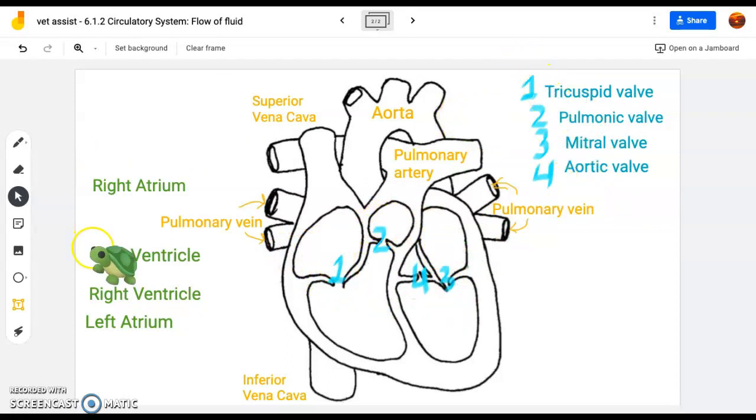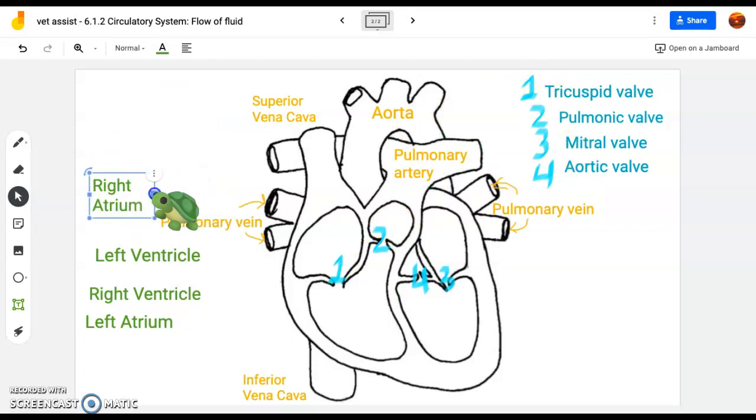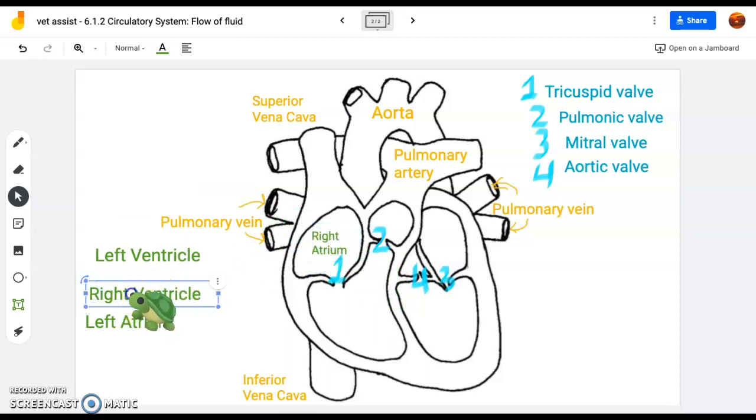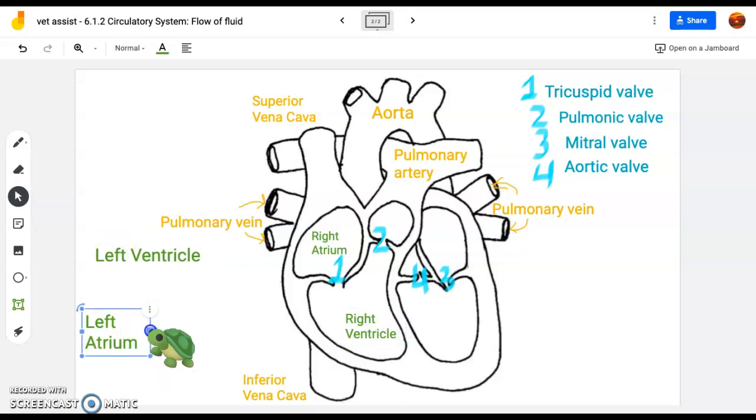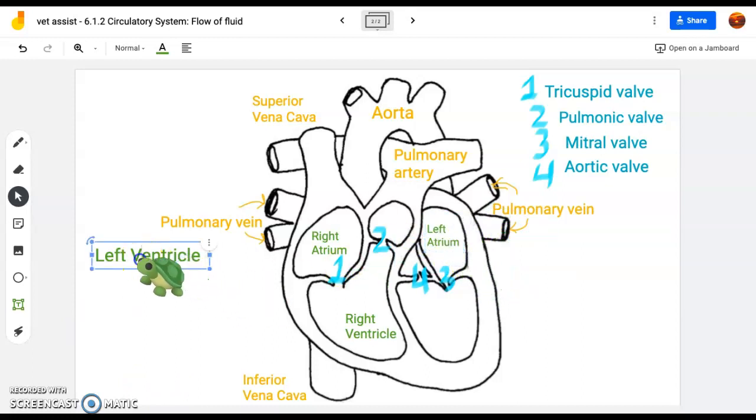And then they're there. Now I'm going to label the actual parts of my heart or my chambers. So if we follow, I have first my right atrium is going to go right there. Then I have my right ventricle down here. Then I've got my left atrium up there. And then I have my left ventricle.